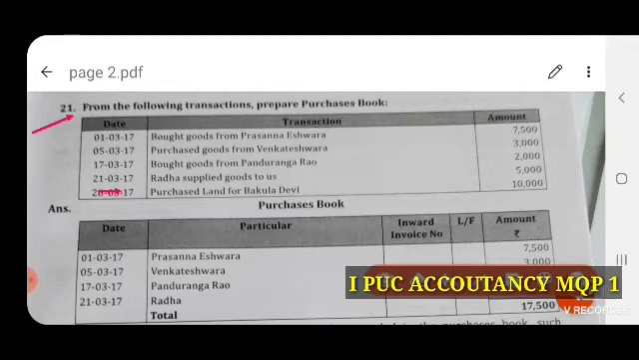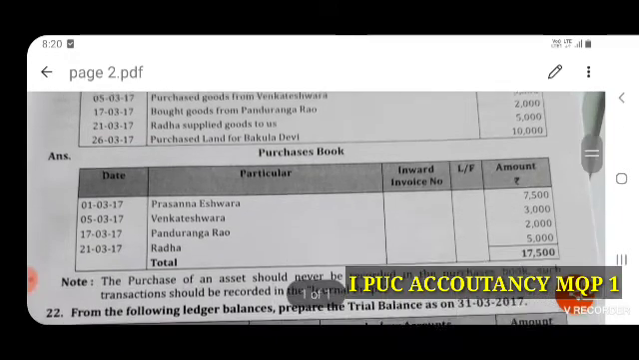So the last transaction we won't record here, because purchase of any fixed assets or sale is not recorded in a subsidiary book, because it is not a commercial transaction. Now you see the format. So this is the question. Now the answer.